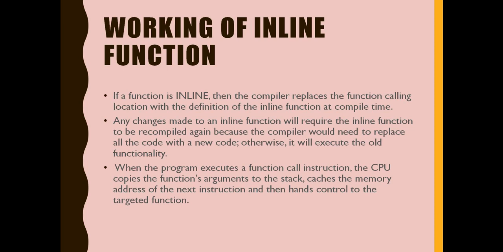When the program executes a function call instruction, the compiler copies the function's arguments to the stack, caches the memory address of the next instruction, and then hands control to the targeted function. So this is what actually happens in memory.